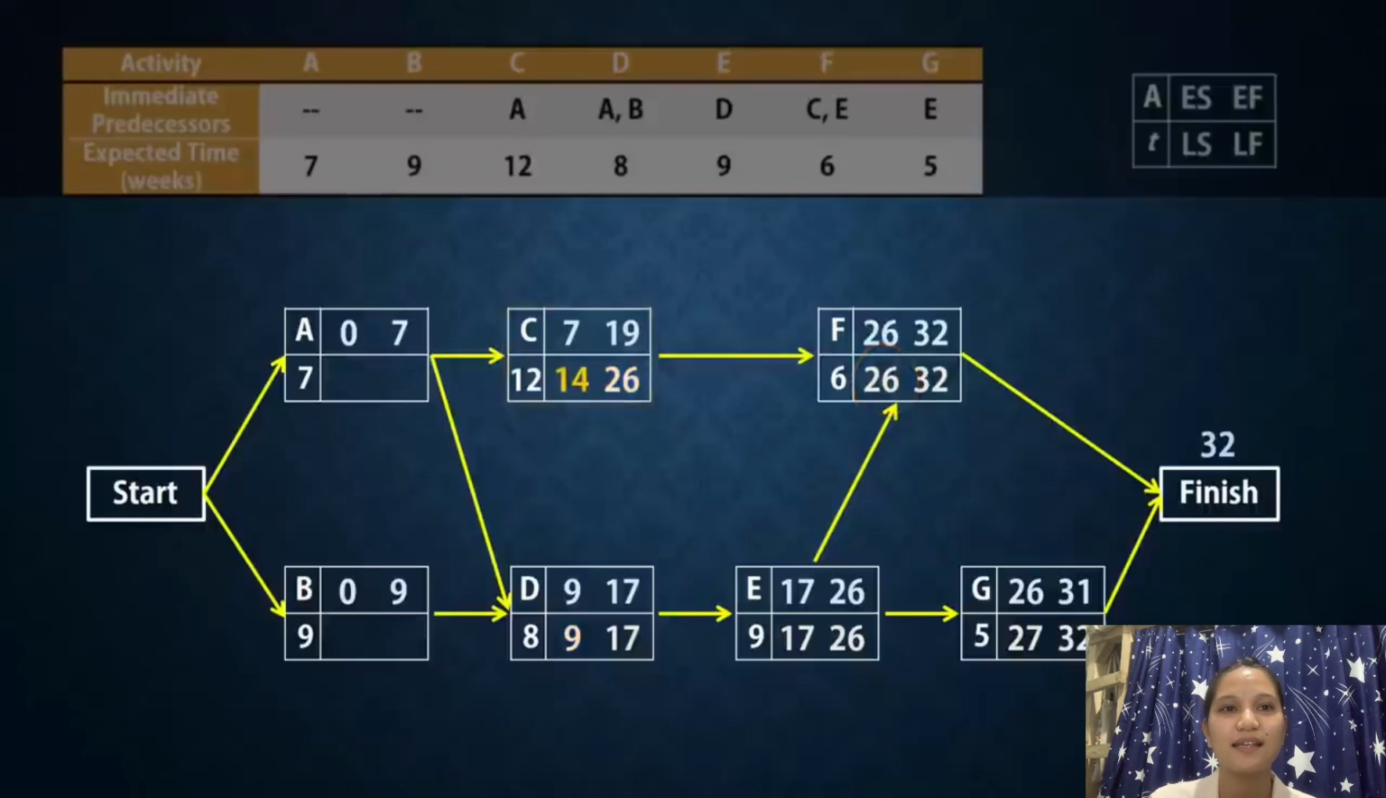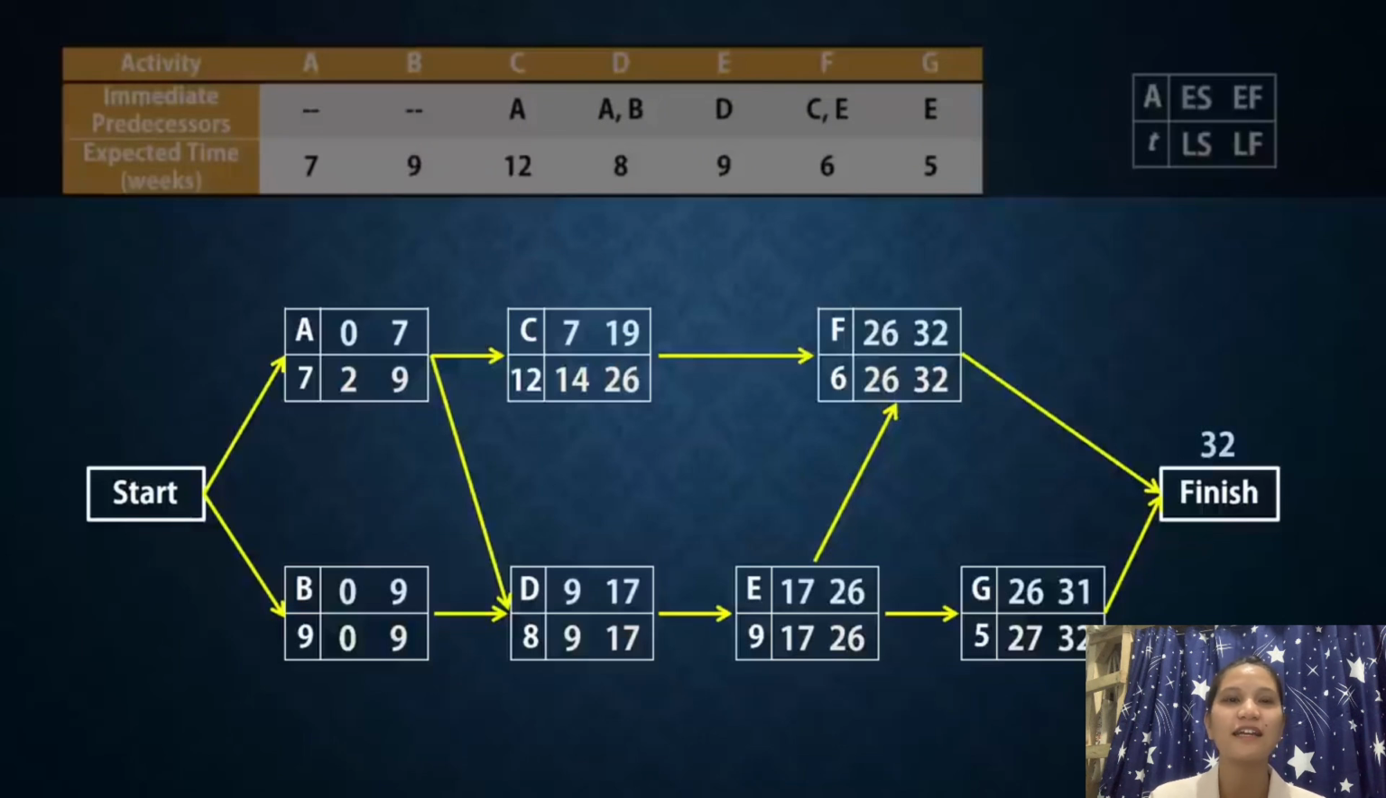A has two successors, C and D. The minimum of their latest starts is 9. So the latest finish for A will be 9 and its latest start will be 2. Activity B has one successor, D, with a latest start of 9. So the latest finish for B will be 9 and its latest start will be 0. The backward pass is now complete.